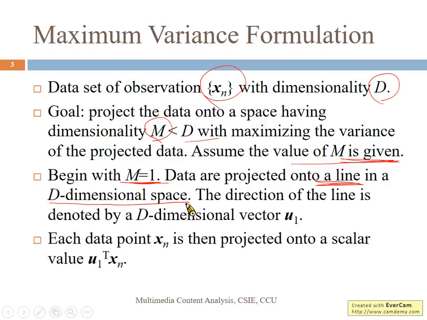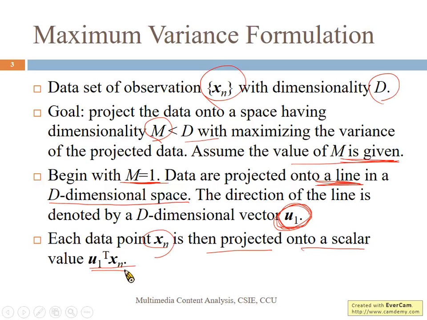The original data points are d-dimensional. We want to find a line inside this d-dimensional space such that we can project all the data points onto this line. The direction of the line is denoted by a d-dimensional vector u1. So we want to find the best vector u1 that represents the line. Each data point x_n is then projected onto a scalar value u1 transpose x_n. This is the projection value.